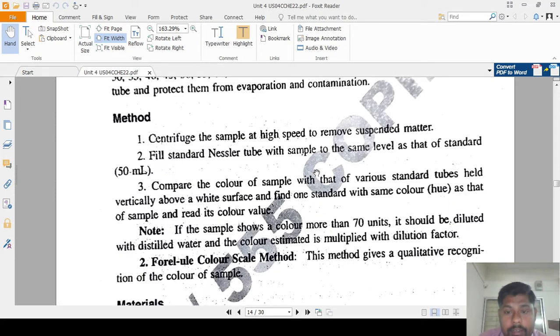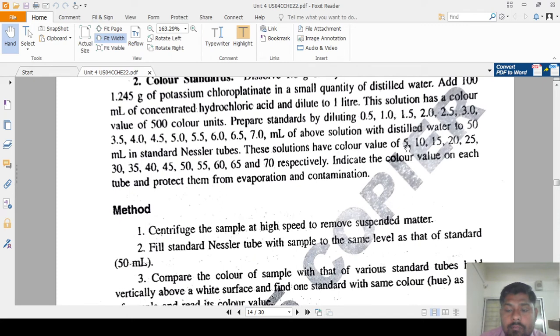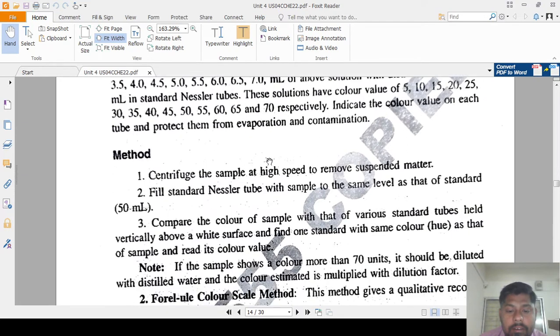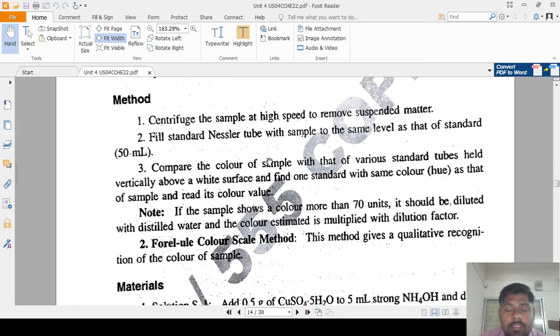We prepare already here, that is 5 to 70 unit color unit standard solution. So, when you compare those tubes with the standard, what happens here? Compare the color of the sample with that of the various standard tubes held vertically above a white surface and find one standard with the same color.